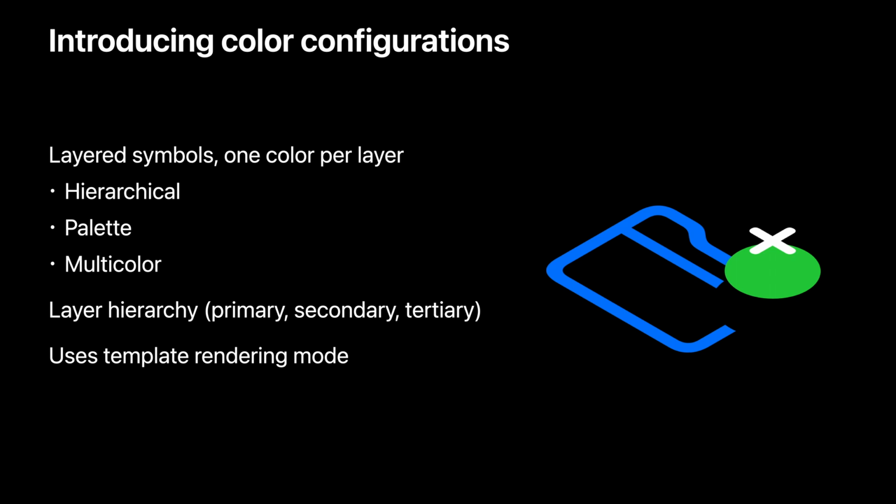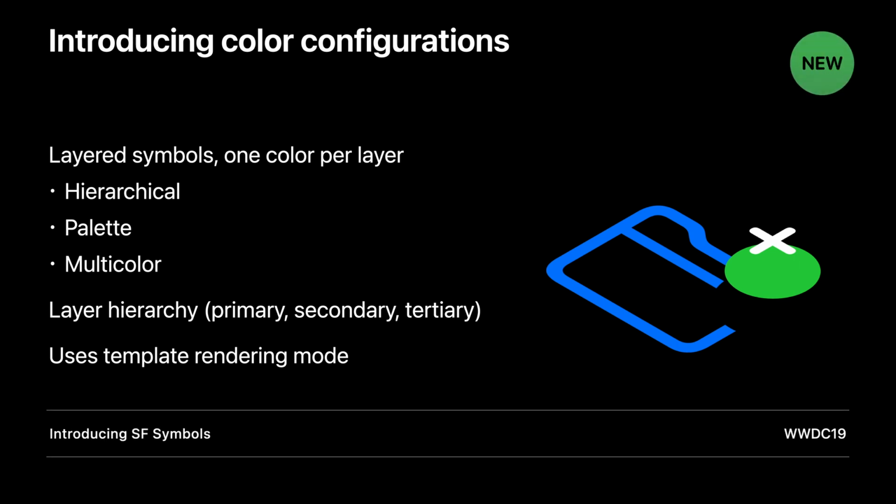In order to support the new rendering modes, symbols now have different layers, each having a different color. These layers are defined in a hierarchy, meaning that one layer is more prominent than another. This means we've got three layers: primary, secondary, and tertiary. On iOS, symbols require template mode for the new rendering modes to take effect. On macOS, applying the new configurations will automatically set the correct template mode. And if you're new to SF Symbols, check out Introducing SF Symbols from WWDC21.